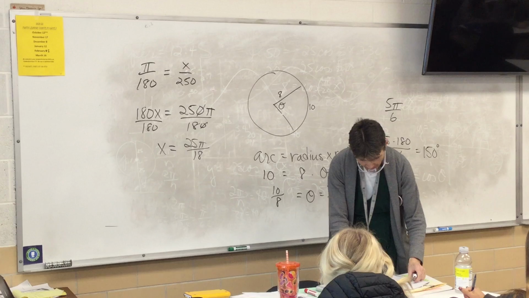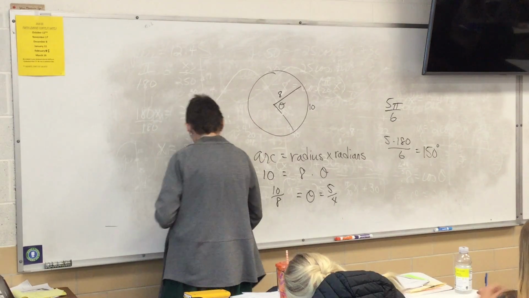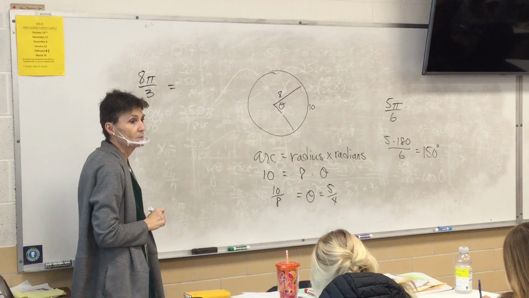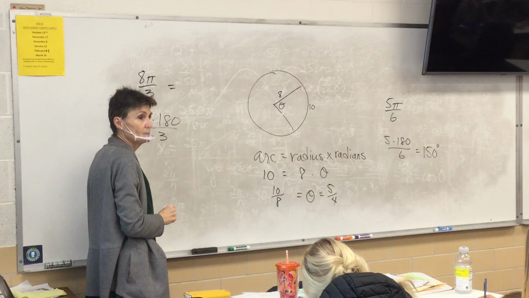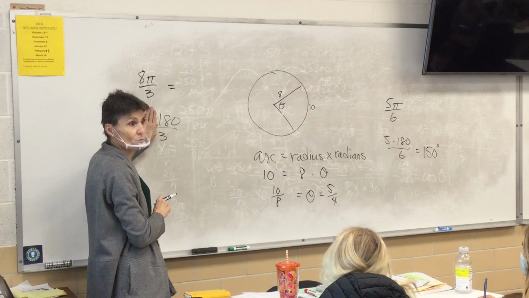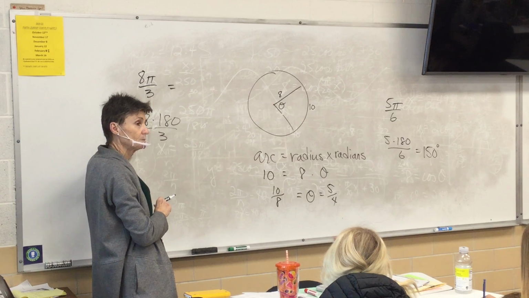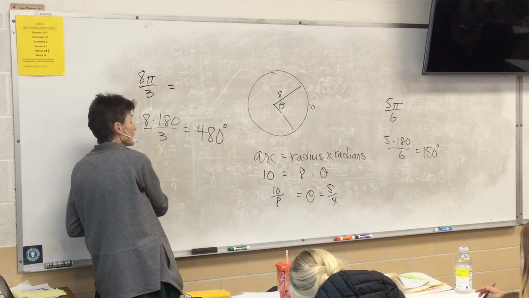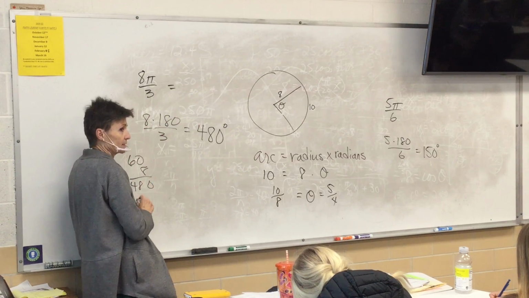So here we go. 8 pi over 3, change it into degrees. Well, we just did that. Somebody new, tell me what to do if I want to change 8 pi over 3 into degrees. Donovan. Change the pi to 180. So pi radians is 180 degrees. So this is 8 times 180 over 3. I would recommend you do the division first so the numbers don't get so big. What's 180 divided by 3? 60 times 8? 480. You don't have to do that in your head. If you want to write that over here to the side and figure it out, that's perfect.